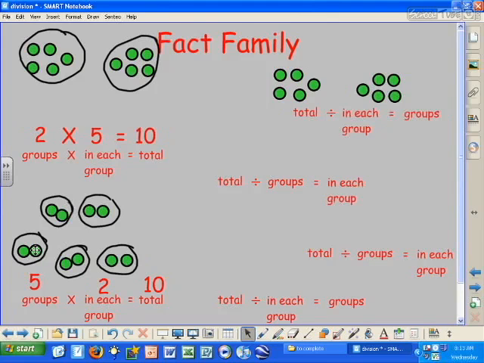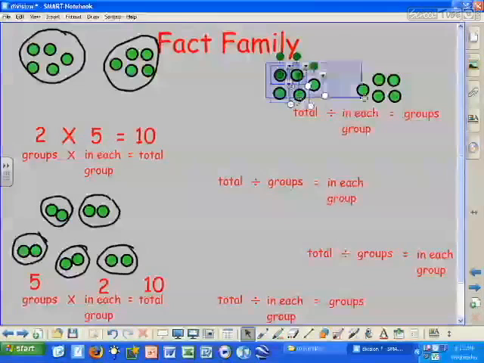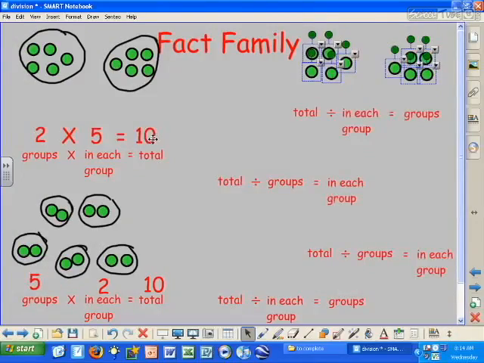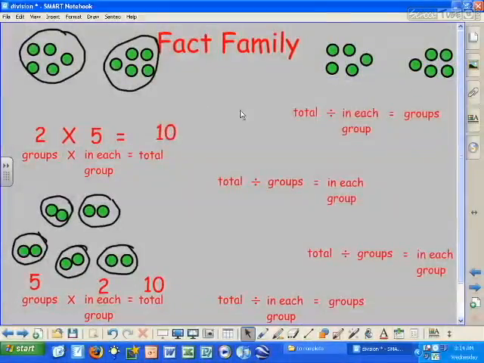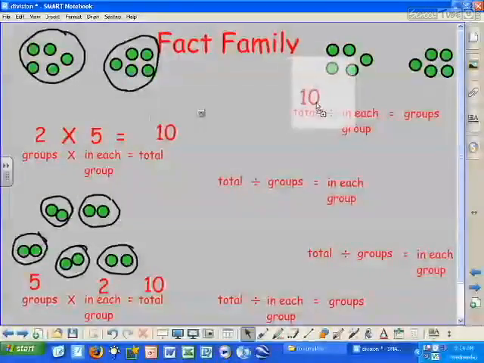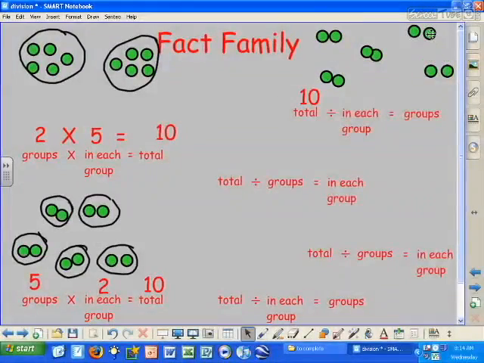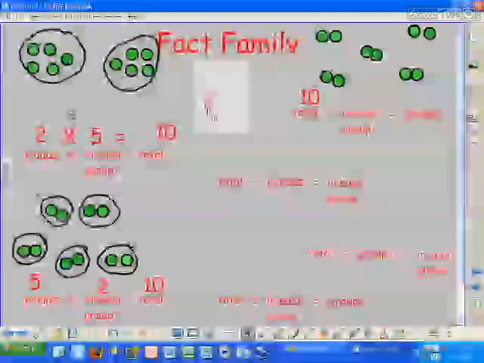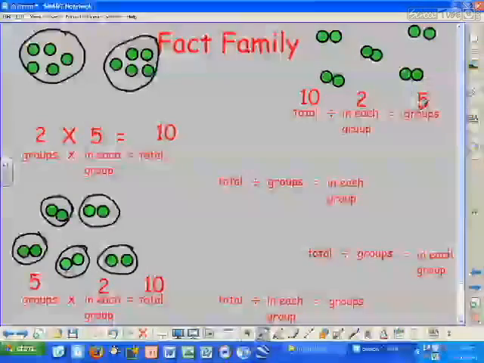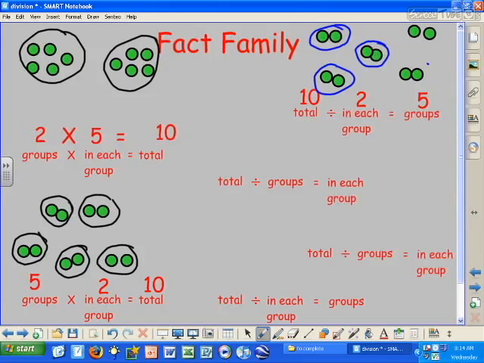So we still have our 10 total. Now we're going to put 2 in each group. 2 in that group, 2 in this group, 2 in that group, 2 in that group, 2 in that group. So now we have 10, 2 in each group, and how many groups do we have then? 5 groups. 1, 2, 3, 4, 5. Okay. That's one way that it could look.